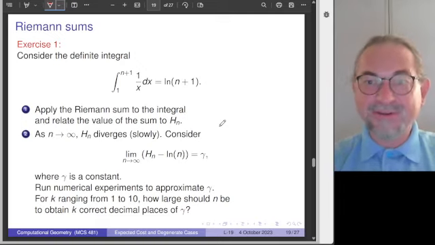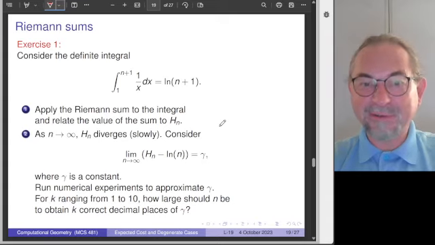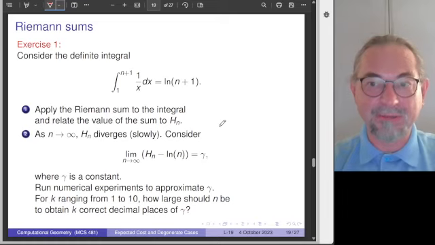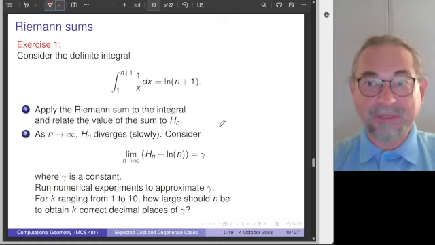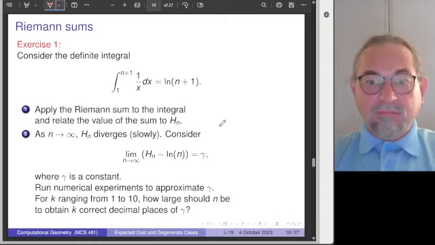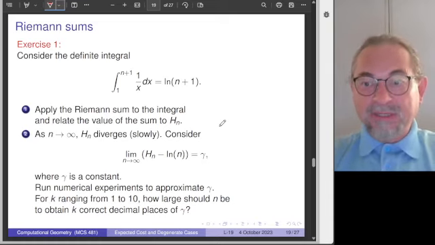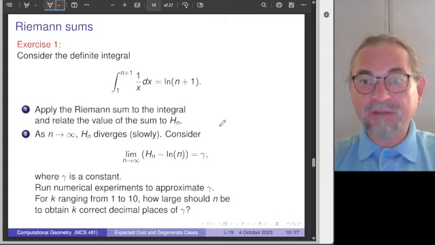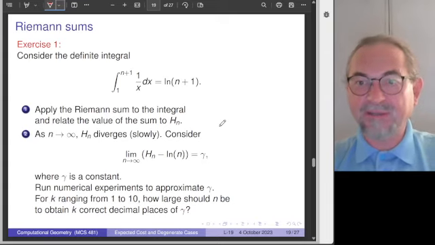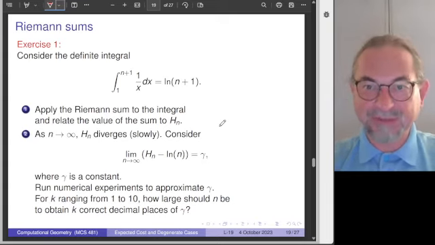Run experiments here. And it may converge pretty terribly. If you look at Wikipedia, there is a name for that constant. If you want, say, 3 decimal places, how large should n be? That's also one way to get a handle on this.